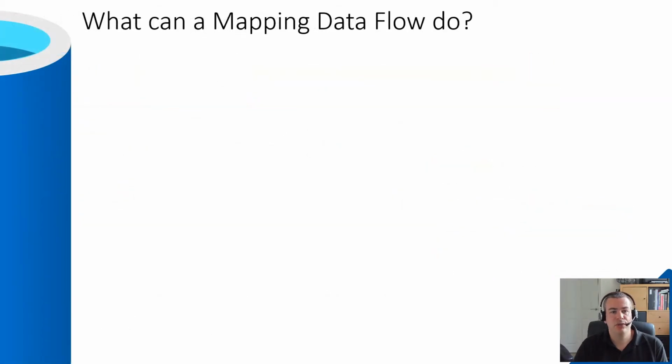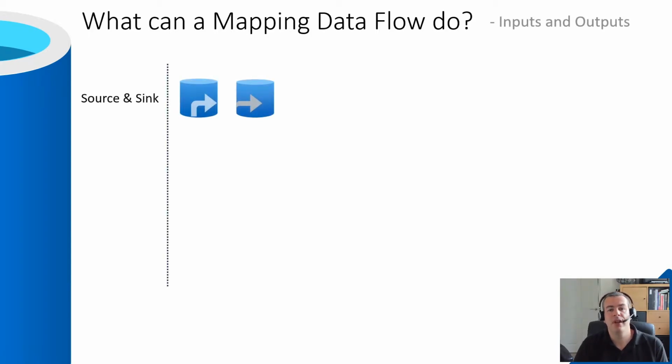So let's go into our mapping data flow, and I'm going to change the question again. I'm going to say, well, what can a mapping data flow do? Why is this a good thing? So let's start with our inputs and our outputs. In Data Factory, if you ever use the copy activity at the control flow, we have this idea of a source and a sink. Not a source and a destination, it's a sink for some reason.